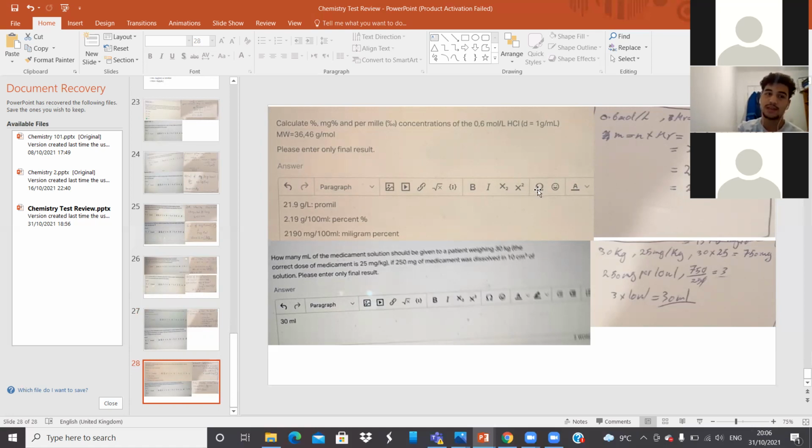So 25 times 3, that's 75, and then you have a 10 there, so 750. So 30 by 25 is 750. And then you have 250 milligrams in 10 milliliters. So you're going to multiply that by 3, because 750 divided by 250 is 3. And 3 times 10 is 30 milliliters. That's what you're going to do.